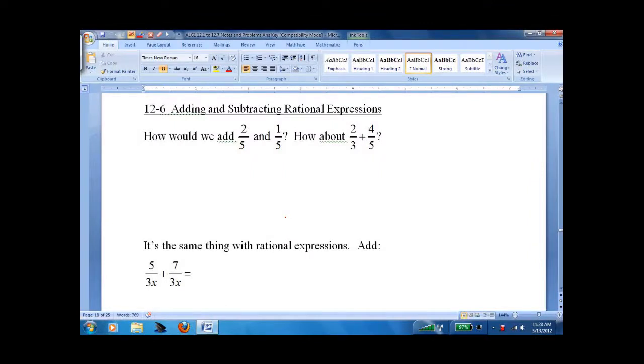Lesson 12.6, Adding and Subtracting Rational Expressions. Rational expressions can be challenging, but if you take them back to the fractions that they just are, it's not too bad. How would we add 2/5 and 1/5?